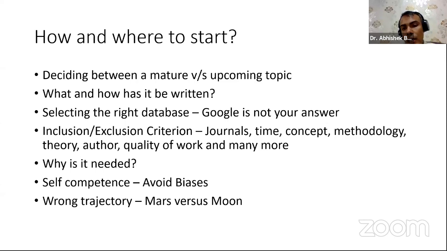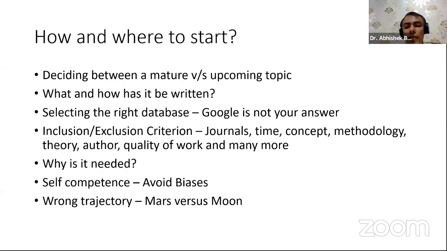The second step, what you should definitely do, is use your inclusion exclusion criteria, which is my fourth point on the picture. Because you are trying to use an inclusion exclusion criteria, this could be completely based on either journal or time or concepts or methodology, theory, authors, quality of work, and so on and so forth. A lot of good review papers do the following thing. They say that we are only reviewing papers which are published in ABDC A category, ASR category, and B category journals. The reason being, that is a symbol of quality. So how do we understand quality? We understand quality because of the indices.